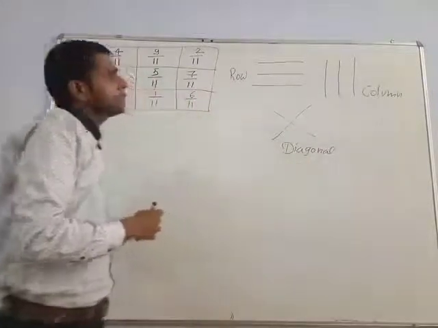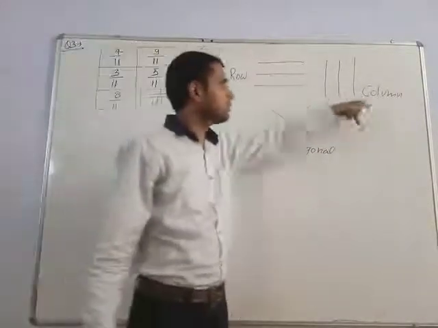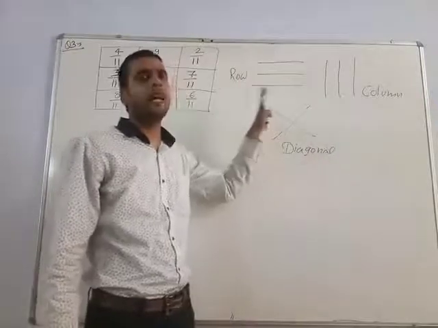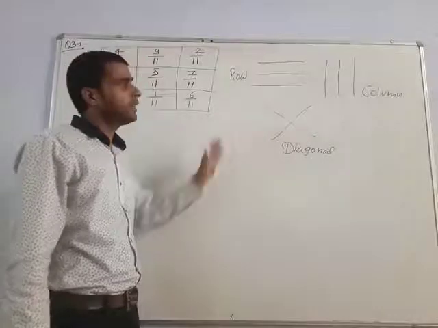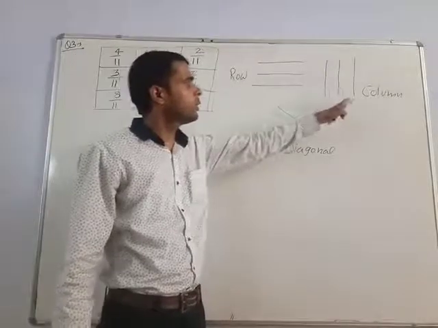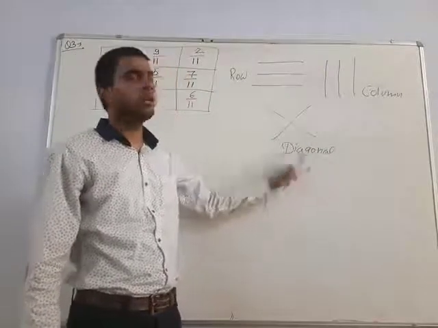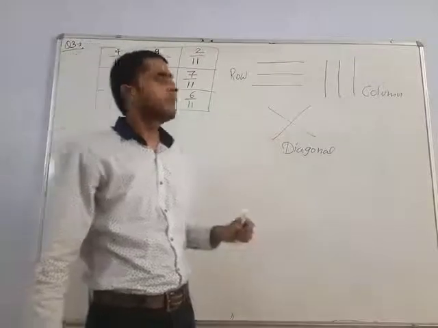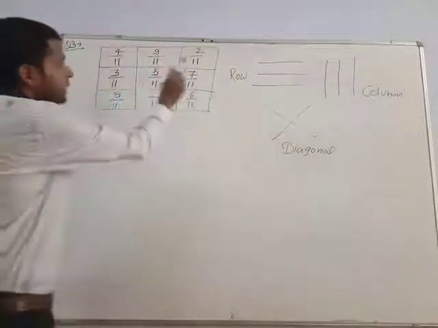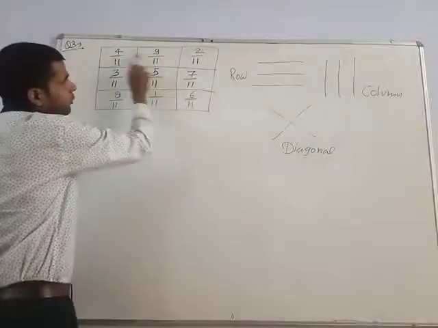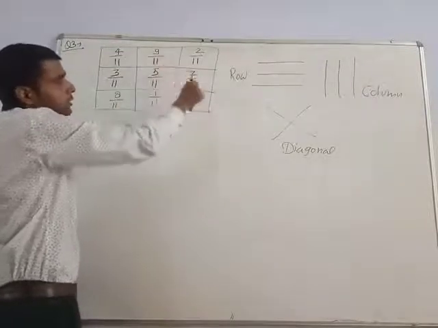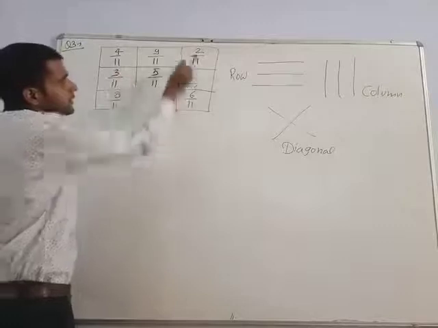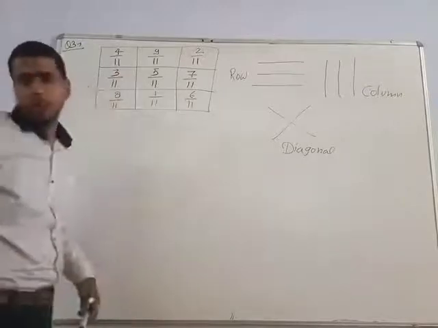So in a magic square, rows, columns and diagonals, all three are equal. So we can say that it is a magic square. If this row, column and diagonal are not equal, then it is not a magic square. So in this question, there are rows 1, 2, 3, columns 1, 2, 3, and this is the diagonal. Okay.